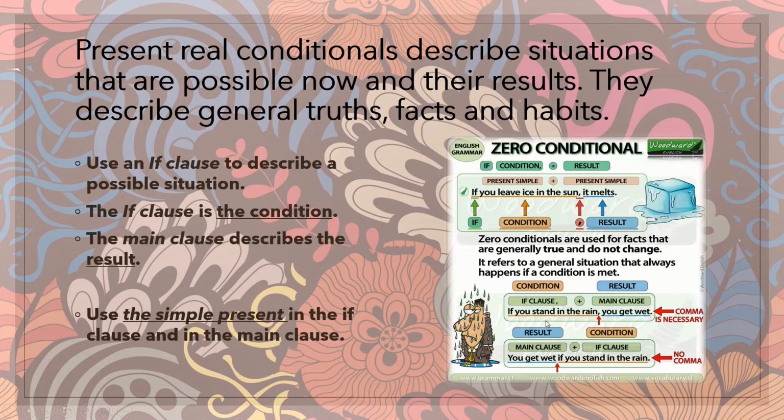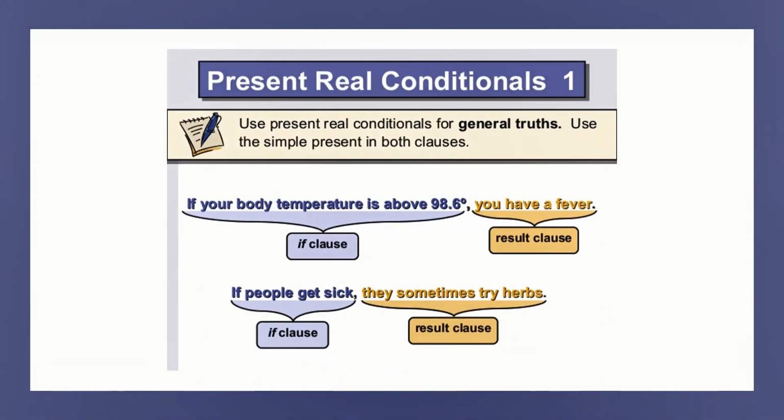You can see here other examples, like if you stand in the rain, you get wet. Or you get wet if you stand in the rain. You can switch the order. The only difference is when writing: the comma is necessary when you have the if clause at the beginning and the main clause at the end. But if you have first the main clause, or the result clause, and the if clause later, no comma is needed.